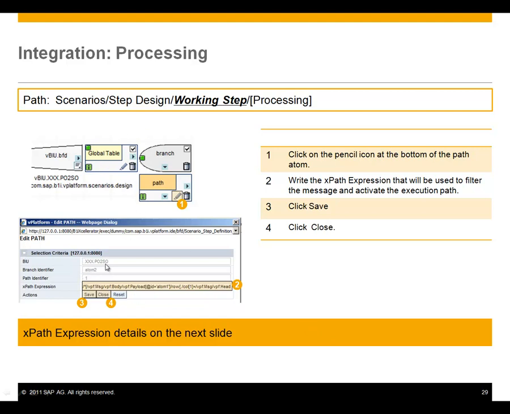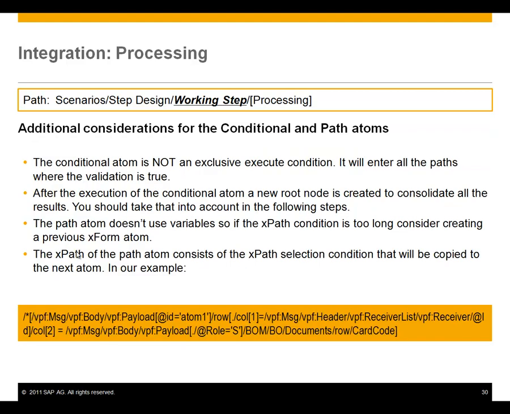So when we define a path, we give an XPath expression that will be the one that will be analyzed to see if it goes to the path or it goes to the next step, to the otherwise, or to another path. So we can have several paths, and it will go to each one of the paths that it is getting through. It will go to all of them, not only one. So it's not exclusive. It will go to all the paths where the validation is true. And then after the execution, it will go to the next step in the line where the path is created.